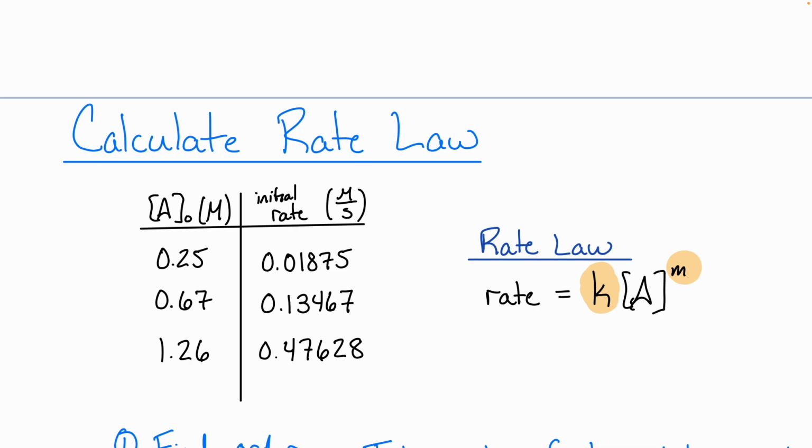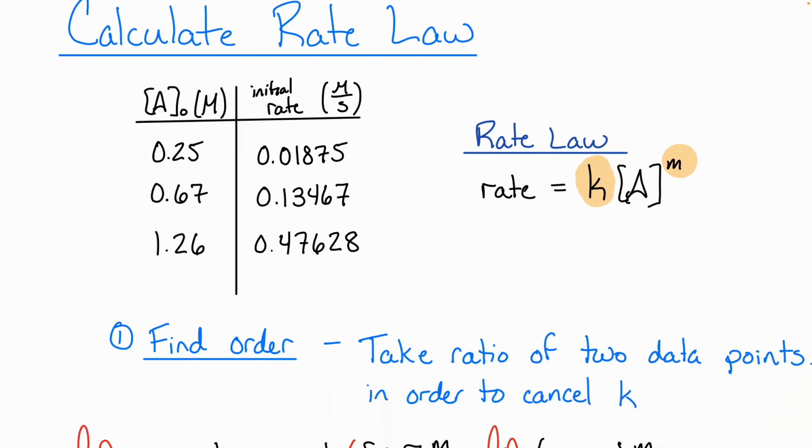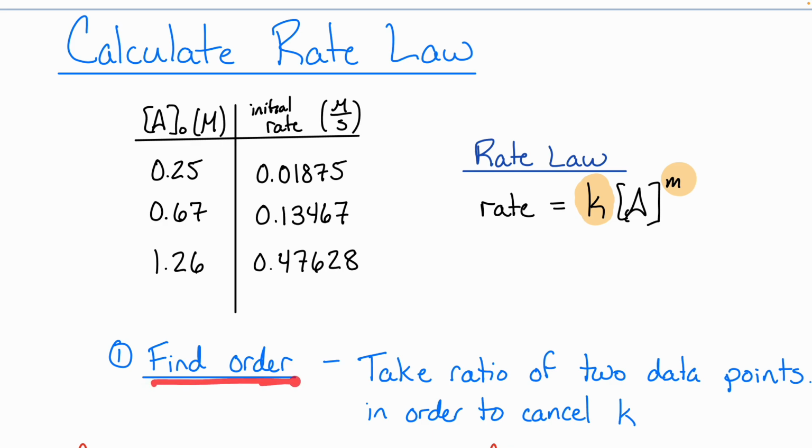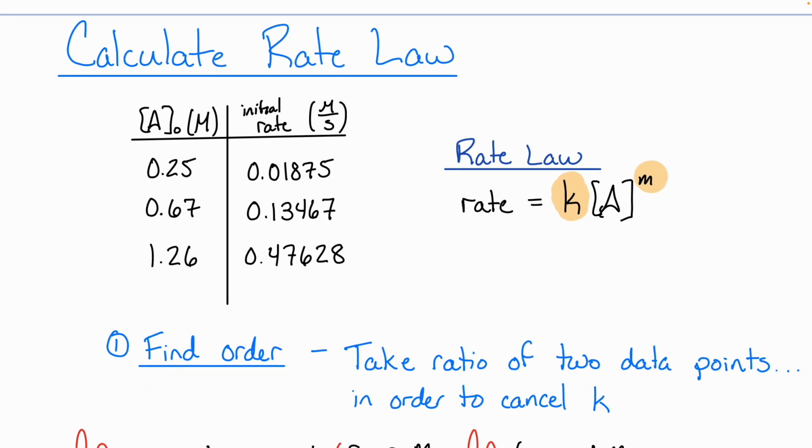Part of the problem is that there's two of them. Anytime we've got two unknowns, we can't just fill in numbers and solve. We've got too many variables. So we had to develop a little bit of a strategy in order to solve for these two missing variables. First, we said we're going to find the order of this reaction. And in order to find the order of our reaction, the order being that exponent, we need to take the ratio of two data points.